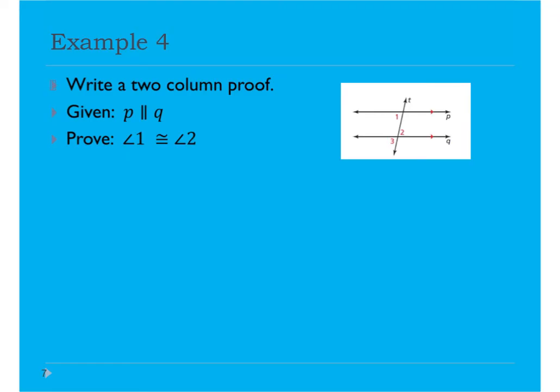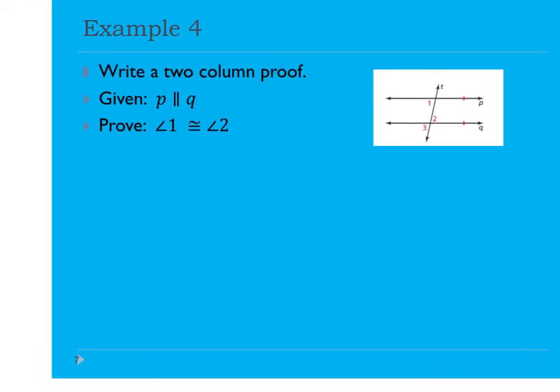All right, example 4, give a two-column proof. So given that P is parallel to Q, prove that angle 1 is congruent with angle 2. So that's this one being congruent with this one. Well, this is going to be a really easy proof. So let's start by drawing our statements and reasons chart for our two-column proof. P parallel to Q, and so that is our given.